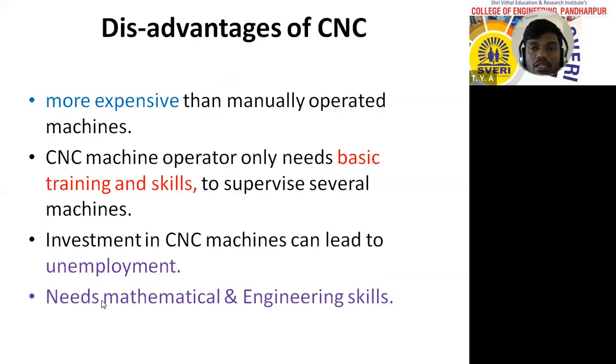What are the disadvantages of the CNC machines? So first and always expected, they are more expensive than manually operated machines. Compared to manually operated machines like the lathe machines, for CNC machines we have to spend some more money for these highly automated machines.